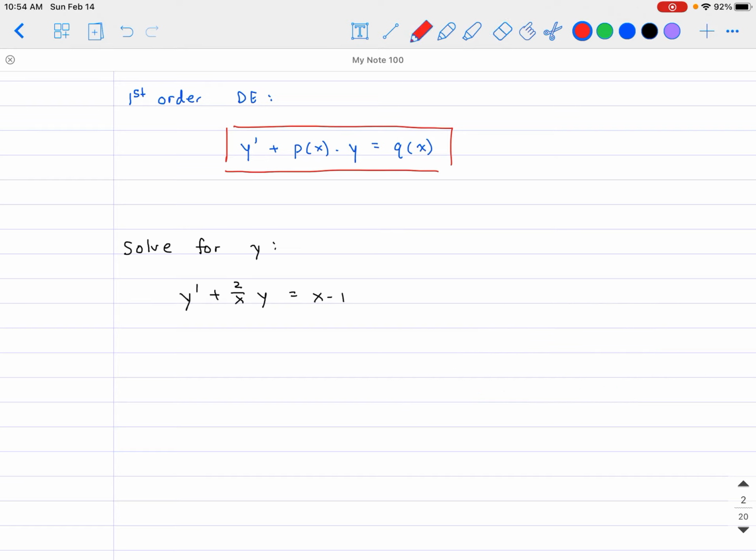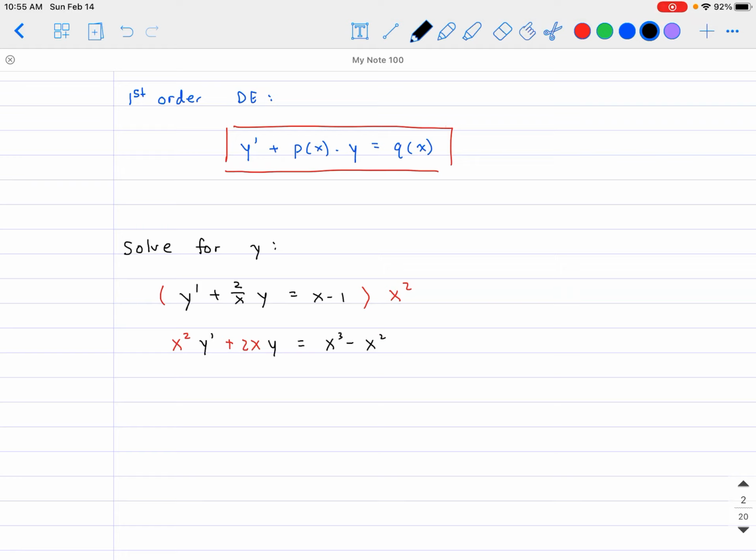Now, this is what I'm going to do. I'm going to multiply everything by x squared. So where did I get that x squared from? It seems like something I just pulled out of thin air, which I will explain in just a little bit. But watch what happens when I do so. If I multiply this whole equation by x squared, then on the left-hand side you'll get x squared multiplied by y prime, plus 2x multiplied by y, and that's going to be equal to, for the other side, x cubed minus x squared.